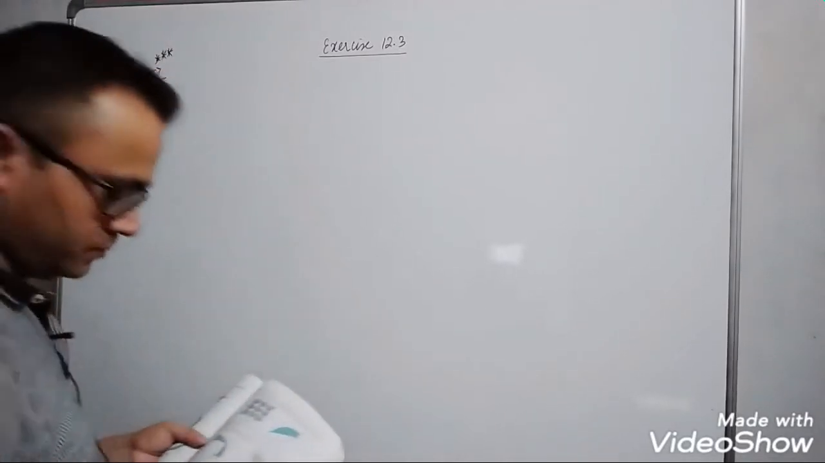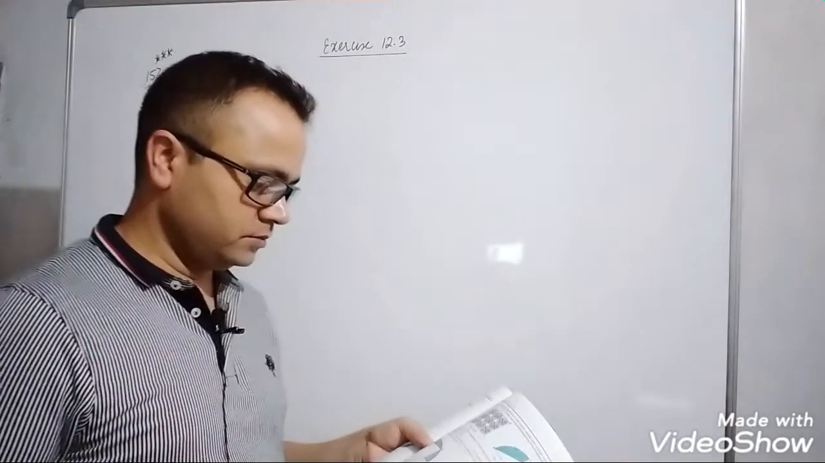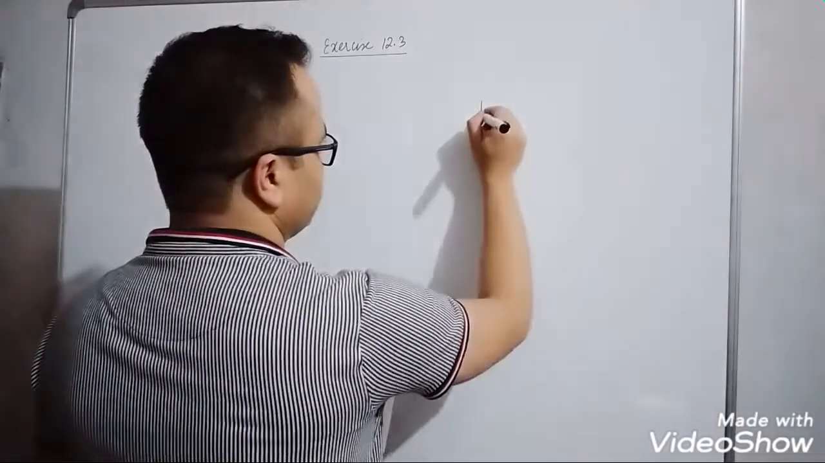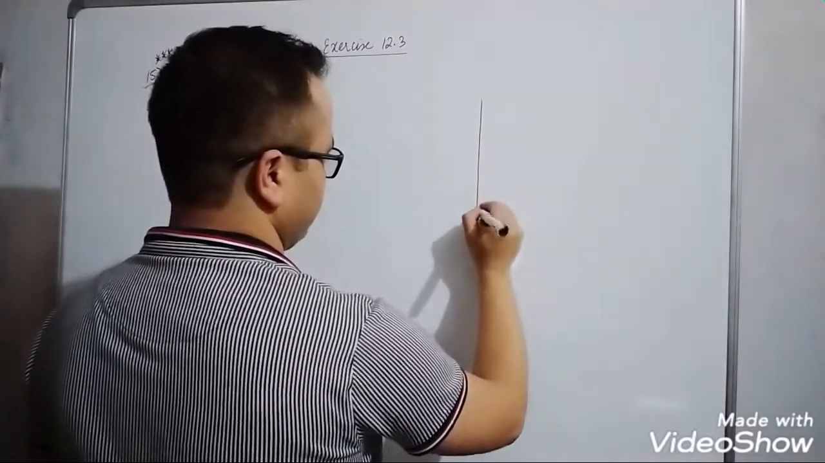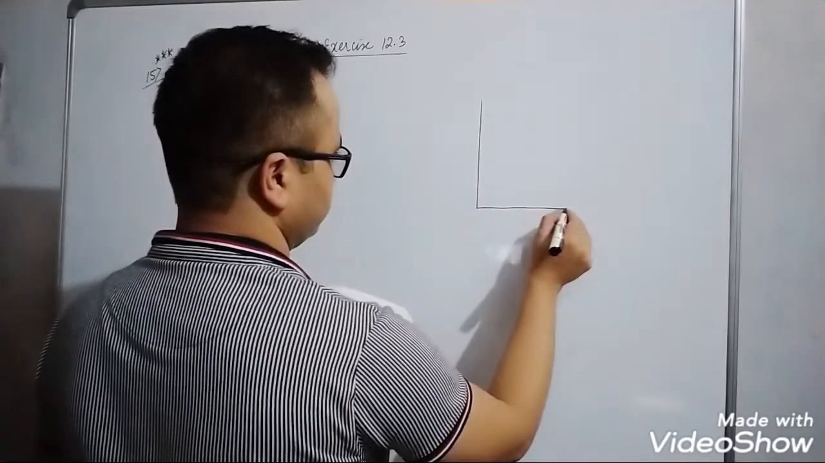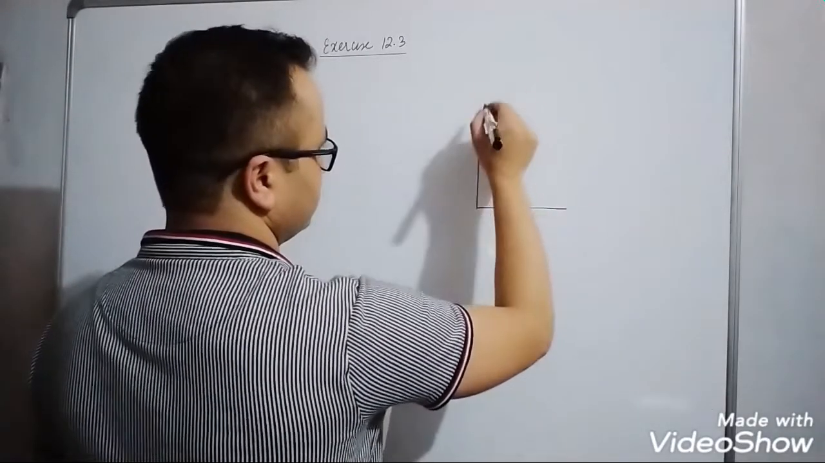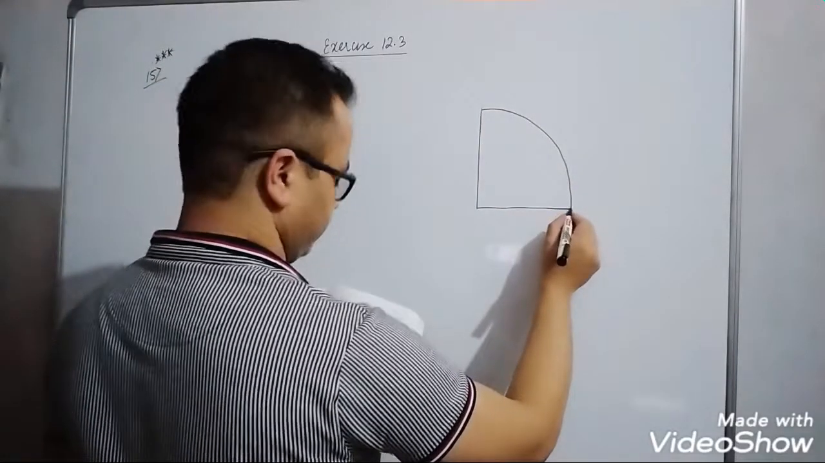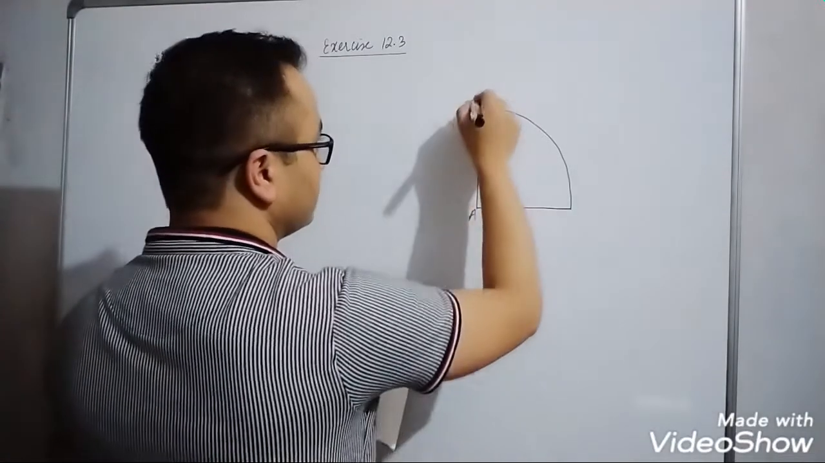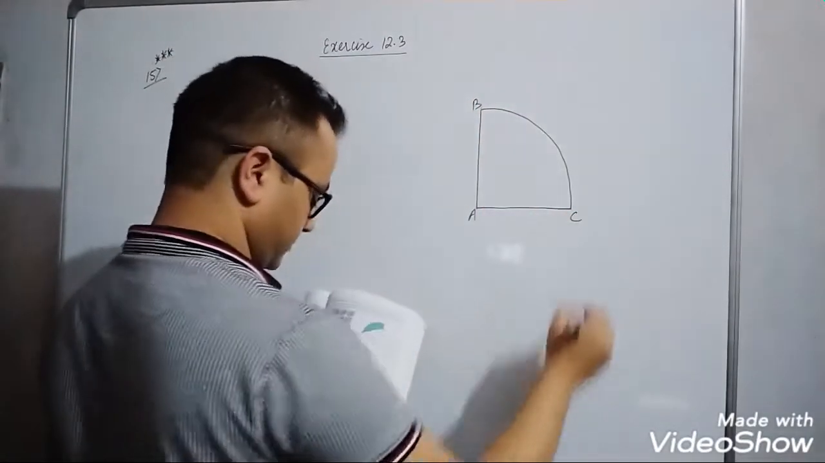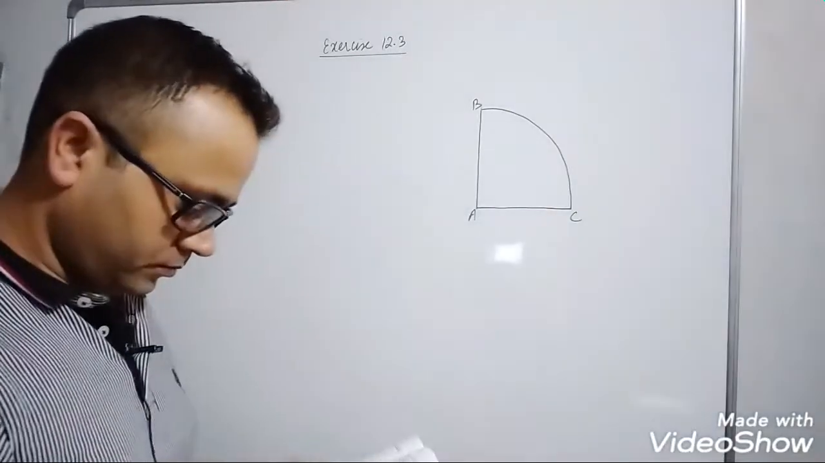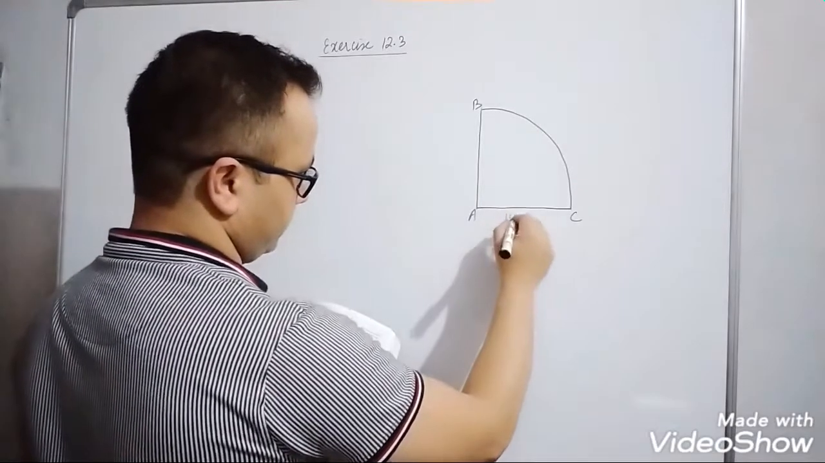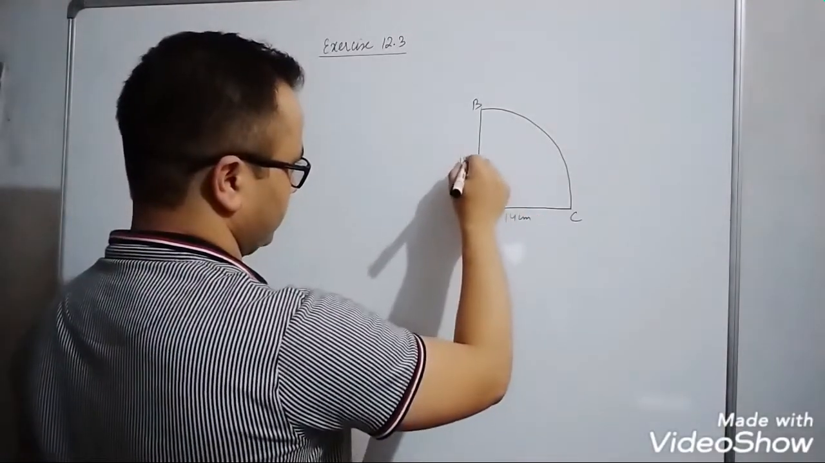Question number 15. In figure, ABC is a quadrant of a circle, radius 14 centimeter. Figure is given. So radius of quadrant is 14 centimeter. This is 14. This is also 14.